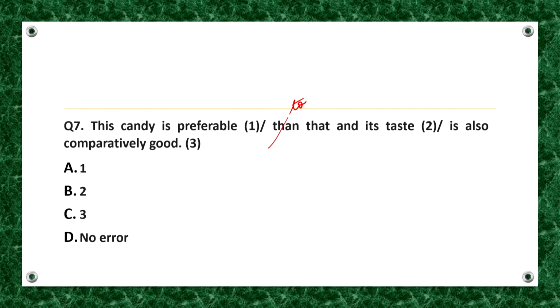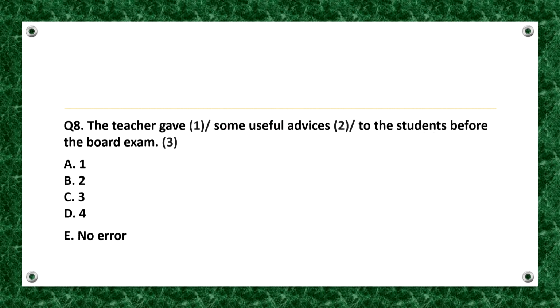And as you can see here, preferable is used along with than, which is wrong. Hence, we will replace than with to. So, clearly option B is the right answer choice. So, the correct sentence should be, this candy is preferable to that and its taste is also comparatively good. Fine. I hope it's clear. Now, moving forward, here's the next question. Solve it.